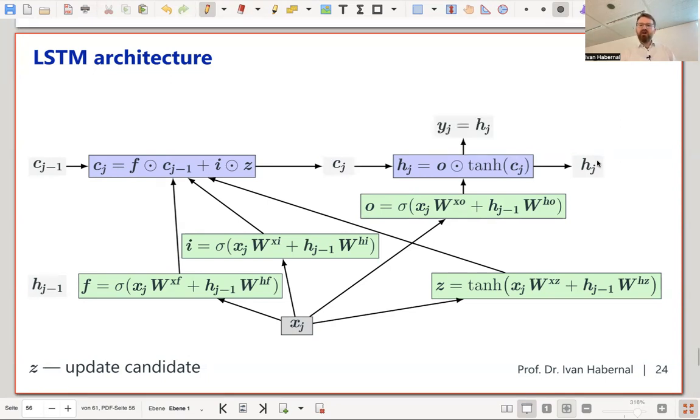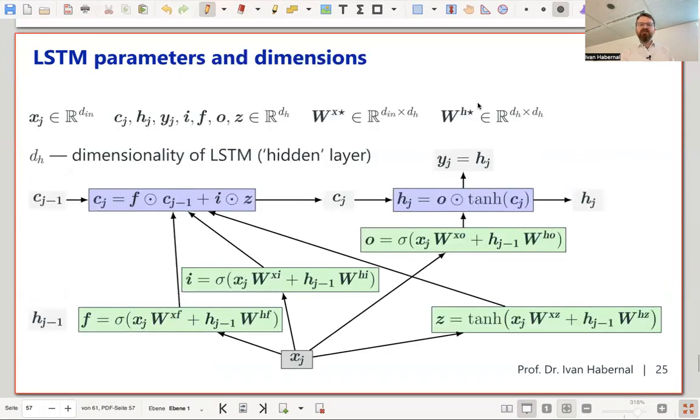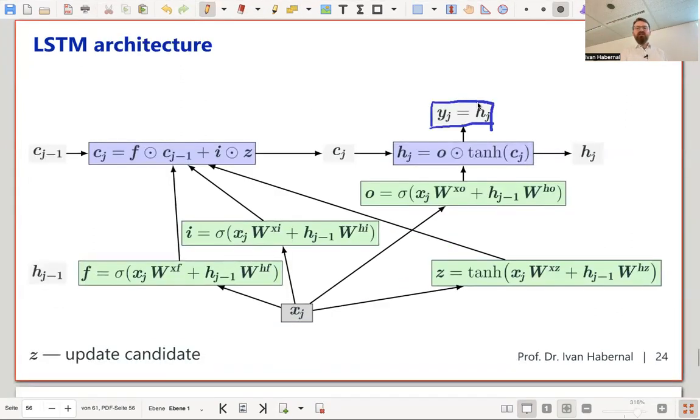Now the question is, what's the output? Basically the output is, again as in the simple RNN, the hidden state. So we're outputting the hidden state at each time step. So it's not hidden anymore. I don't know why it's called hidden. It's an output state at each step. So we're outputting that, and I guess that's it. It's actually not that complicated.